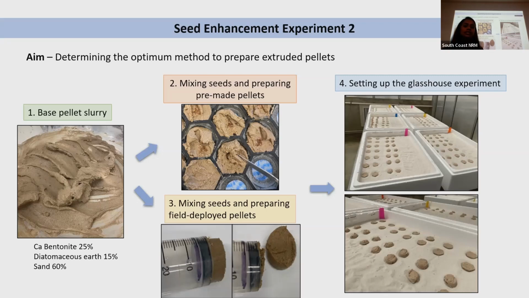So we used the same base pellet recipe which we selected from the previous experiment, and we prepared pellets in 2 different ways. First, we prepared pre-made pellets in the laboratory beforehand using the molds, and then when I'm setting up the glasshouse experiment, we prepared field diploid pellets using syringes. In both of these instances, we mix seeds with the slurry to place seeds randomly across the pellet.